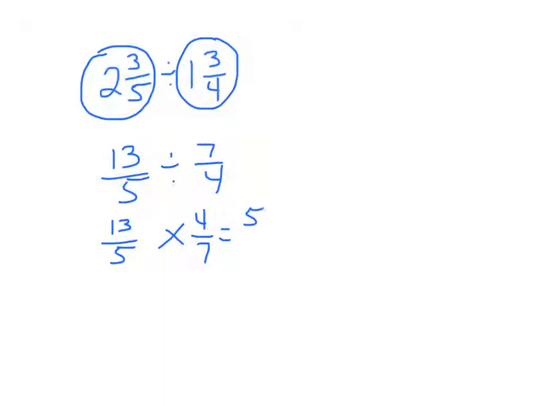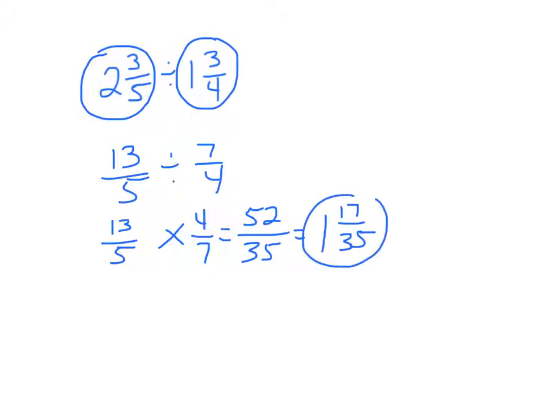Now I can multiply straight across. 13 times 4 is equal to 52. 5 times 7 is equal to 35. And since that's an improper fraction, I would change that into a mixed number, and I would get 1 and 17/35 for the final answer.